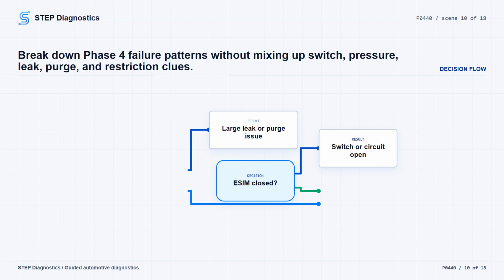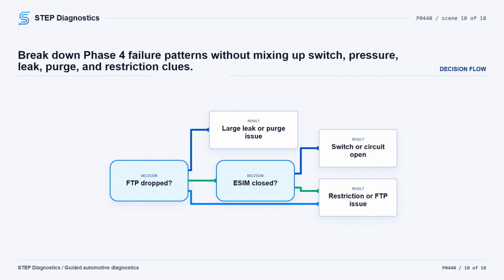If the ESIM switch does not close and FTP barely changes, you may be dealing with a very large leak or a purge solenoid that is not opening when commanded. If the vacuum is 2 to 3 times the expected reading, look for a plugged canister vent hose or fresh air filter, or an ESIM vacuum vent valve stuck closed. That kind of restriction can also show up as difficulty filling the fuel tank.